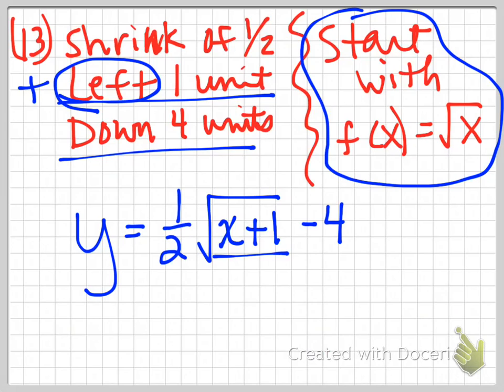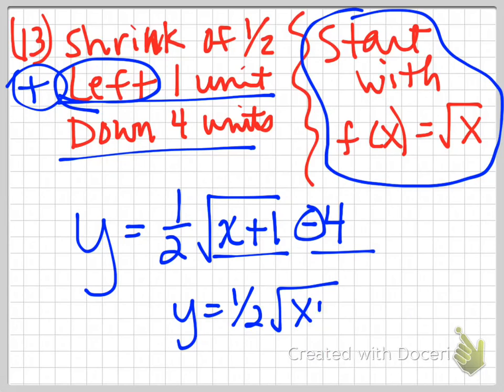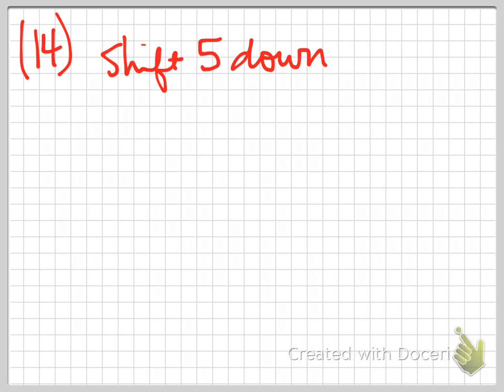So the x always lies, but the up and down unit does not. So x plus 1 is going to be the opposite of what you think, whereas down 4 units is going to be exactly what you think. So y equals 1 half square root of x plus 1 minus 4.